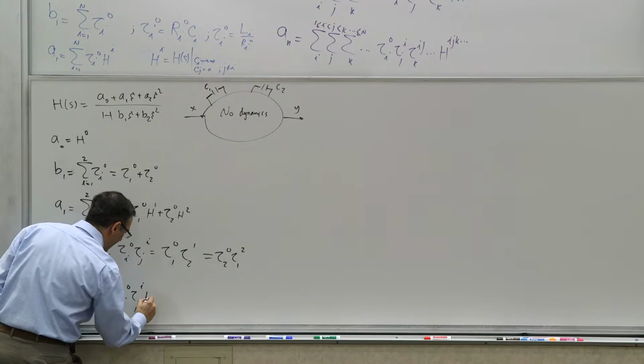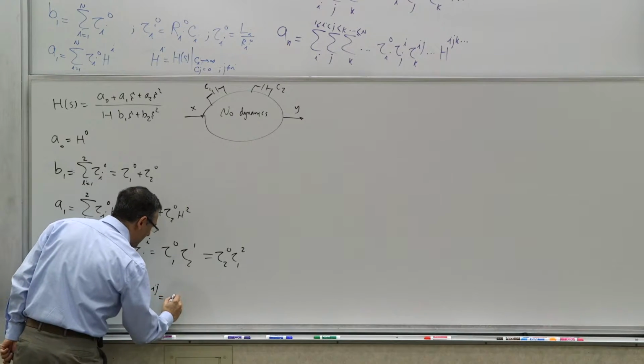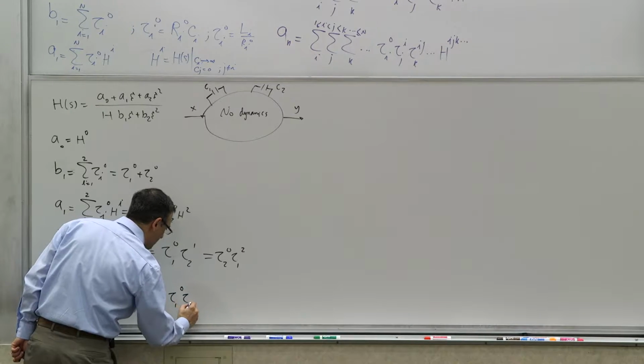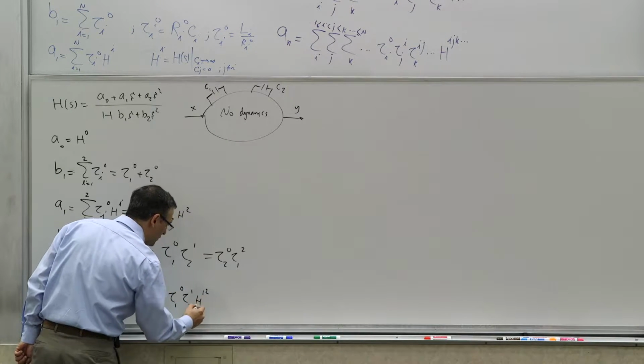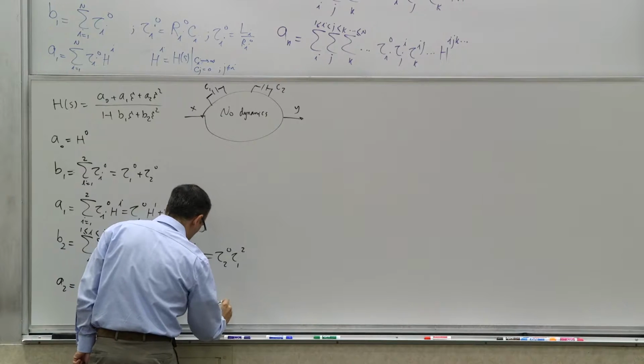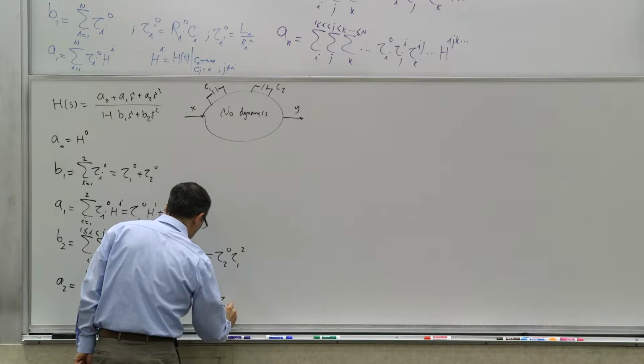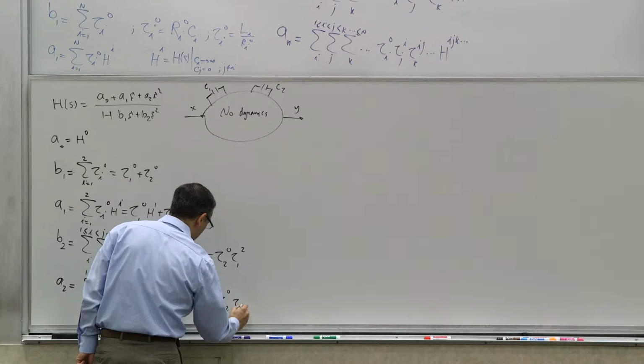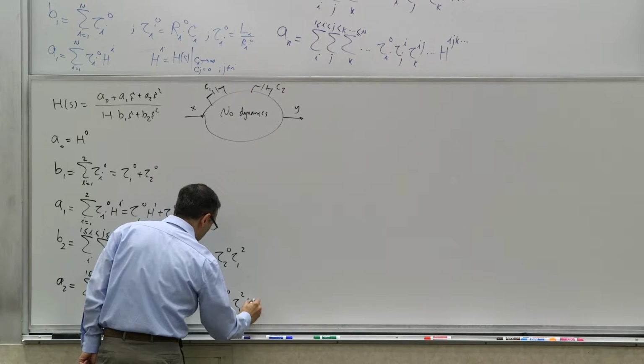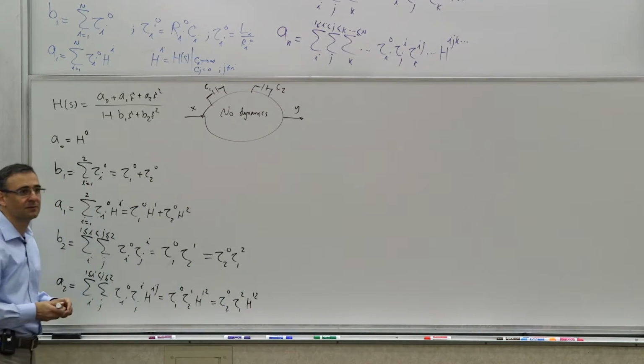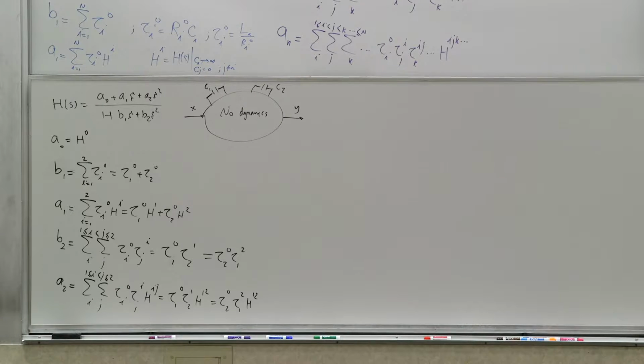Hij, which would be what? Tau 10, tau 21, H12, which again by equality has to be the same thing as tau 20, tau 1. It has to be equal to this. So it's a single term for a second order system, right?